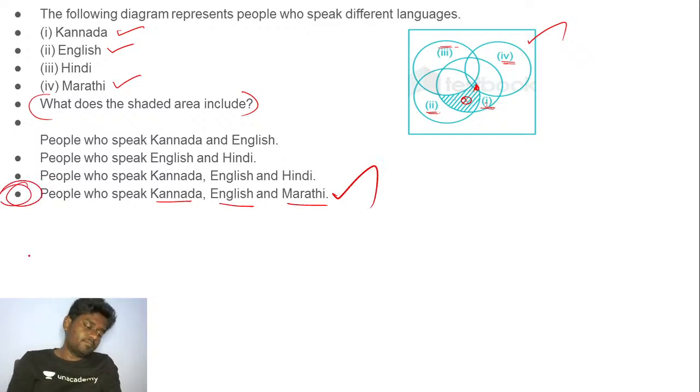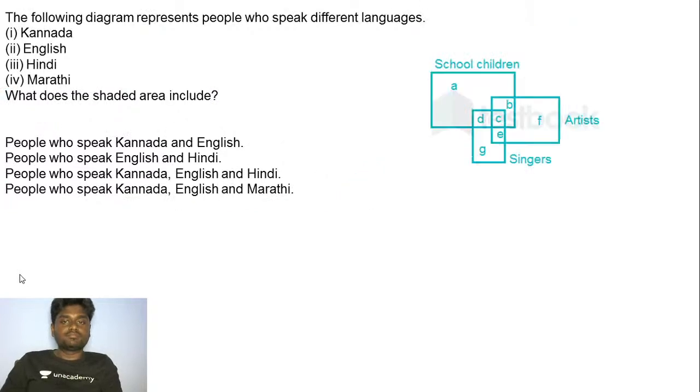That's it. Okay. All good? Clear? So next question for you. The following diagram represents people who speak different languages here. You need to find what the shaded area includes. Again, the same thing.